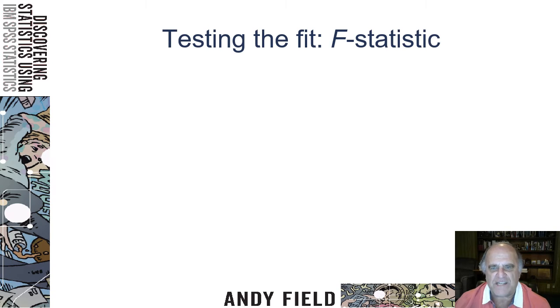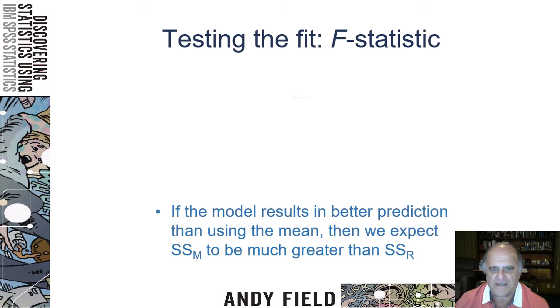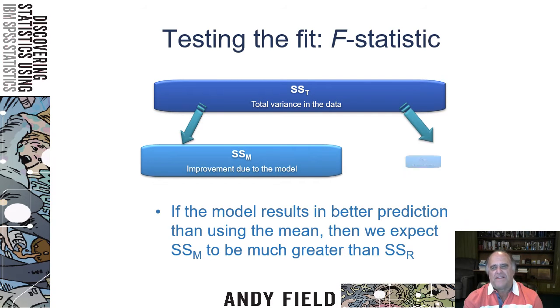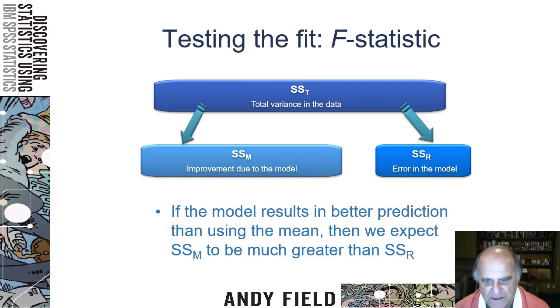And then, of course, we test for fit using the F statistic. And the F statistic we get, again, the SST is made up of the SSM and the SSR. So SST equals SSM plus SSR. And if the model results in better prediction than using the mean, then we would expect SSM to be large or big compared to SSR.